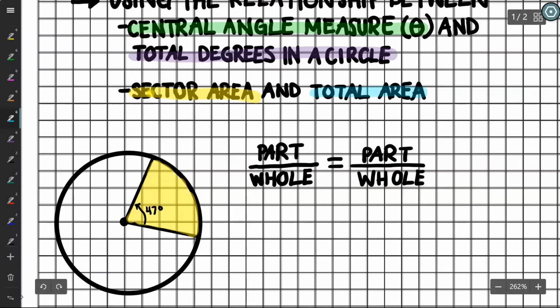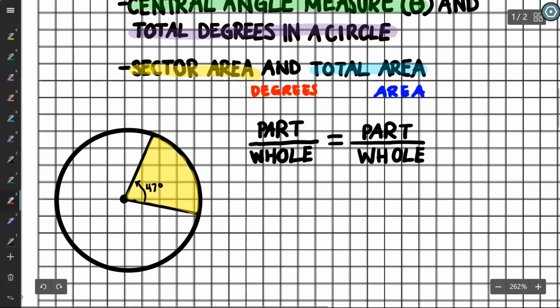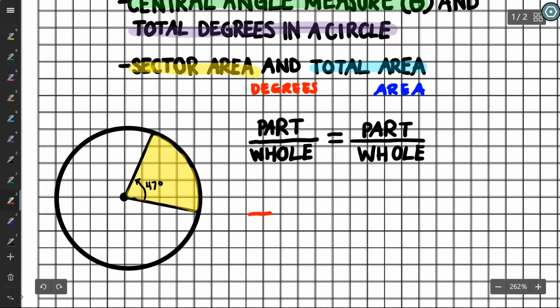So in this example specifically, we are going to compare our degrees on the left side and our area on the other side. So I'm going to draw my fraction bar here. For degrees, we're going to put them in red, and then area we're going to put in blue. And we're going to put our equal sign between them.